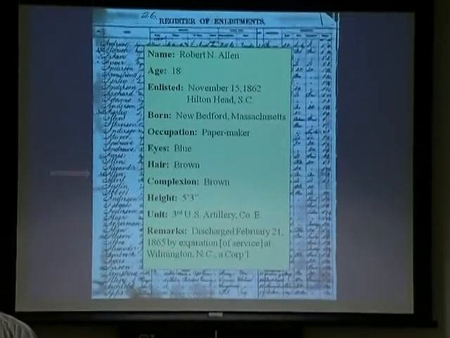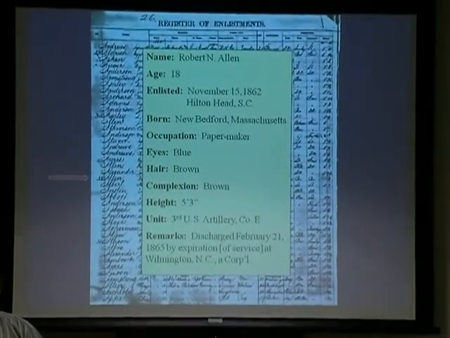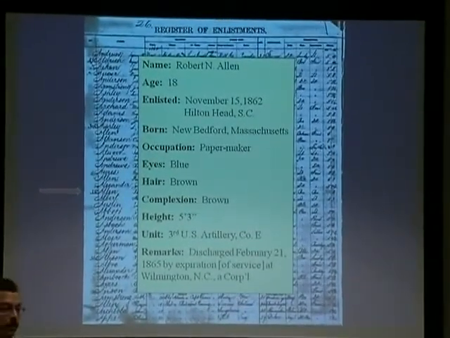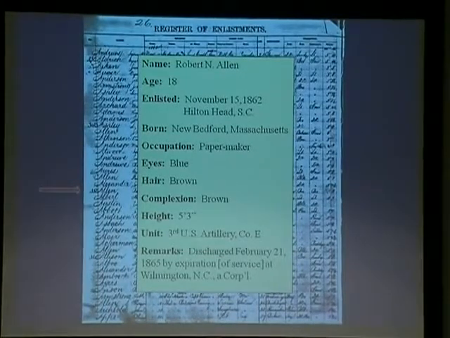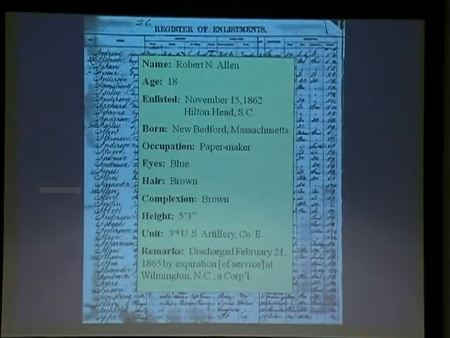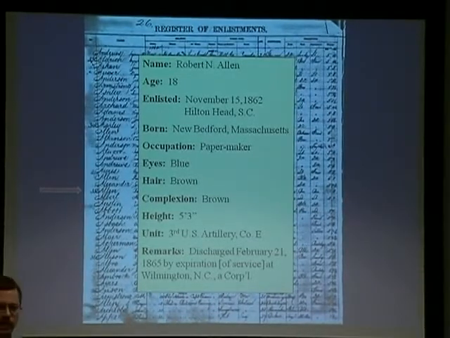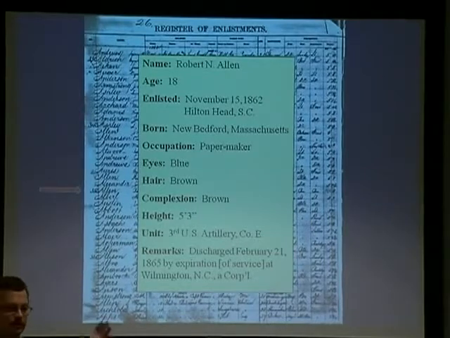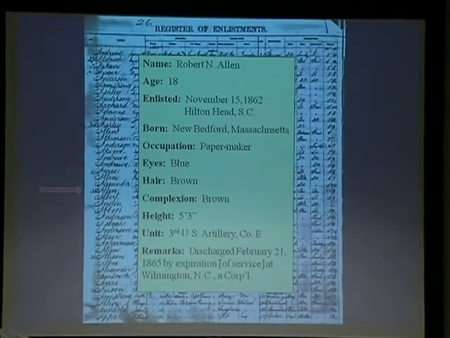His physical description, he's blue eyes, brown hair, brown complexion, 5'3", and he was assigned to Company E to the 3rd U.S. Artillery. And in the remarks section, which generally tells you when he was discharged, it shows that he served until February 21st, 1865, and his reason for discharge was expiration of service, which took place at Wilmington, North Carolina. And he was a corporal at the time that he ended service. So again, it'll give you a basic overview of his service, when he went in and when he came out.